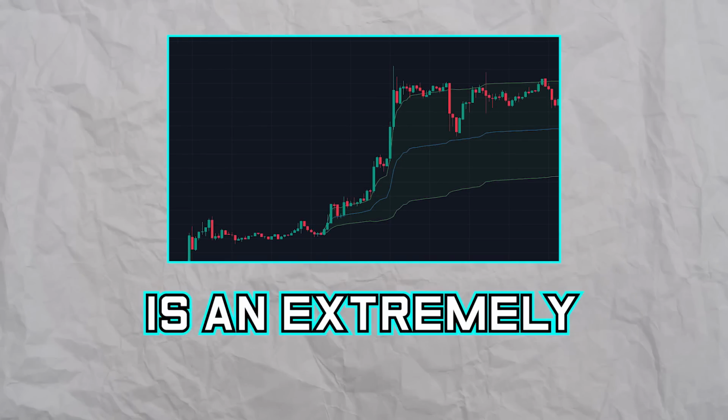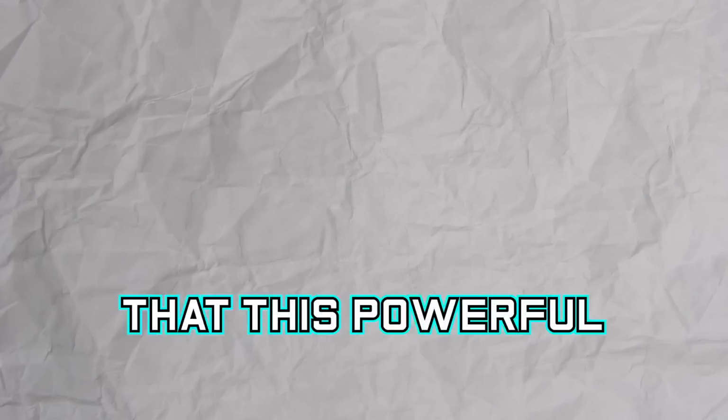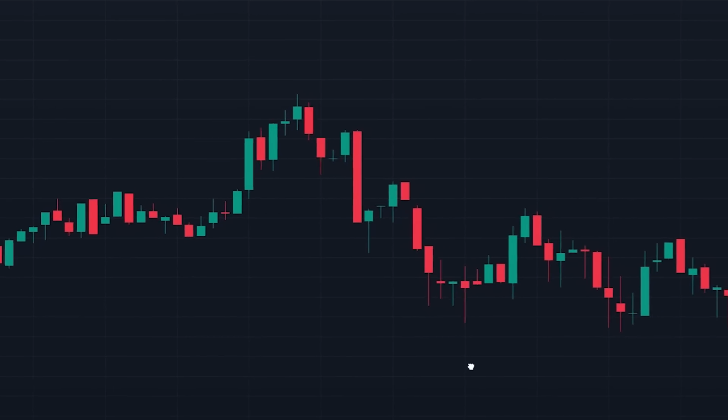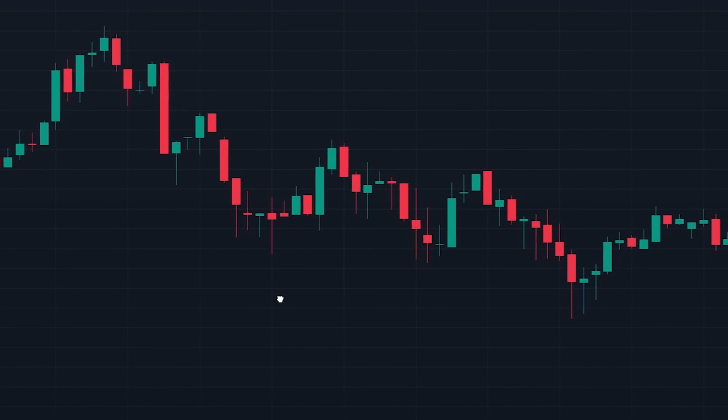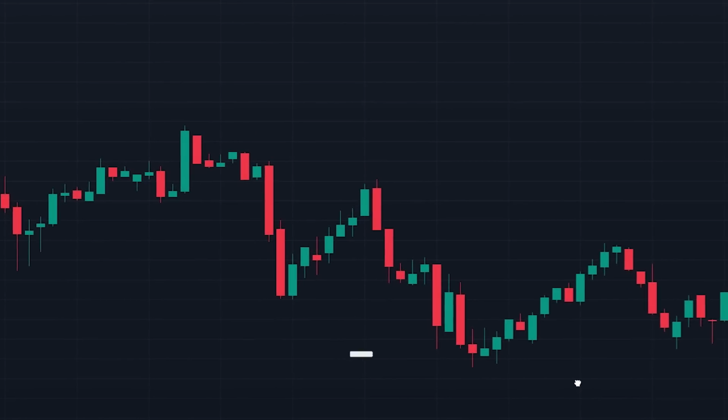The anchored VWAP is an extremely versatile and useful indicator. The strategy shown in the video is just one of the many strategies that this powerful indicator can be used with. Make sure to remember that past results do not equal future results and to always backtest a strategy before utilizing it.